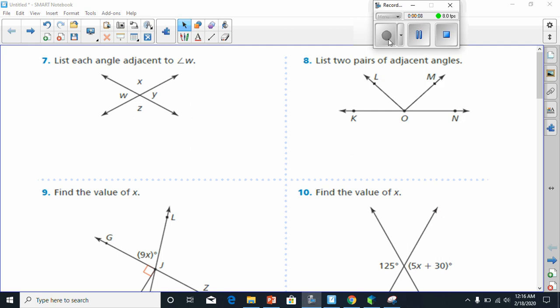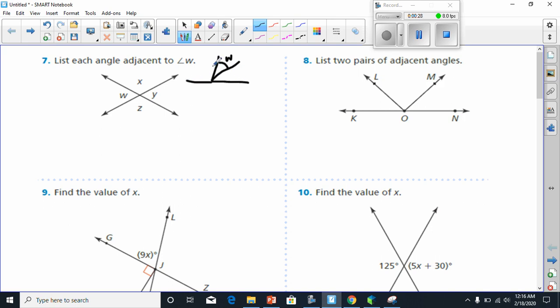Number 7 says list each angle adjacent to W. Adjacent means that it is joining. So if angle W were here, an angle would either have to be here, joining with it, or possibly even here, joining with it. Let's see what is actually sharing the vertex and is using one of the same lines as angle W.